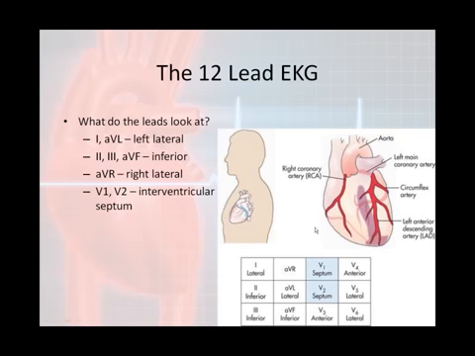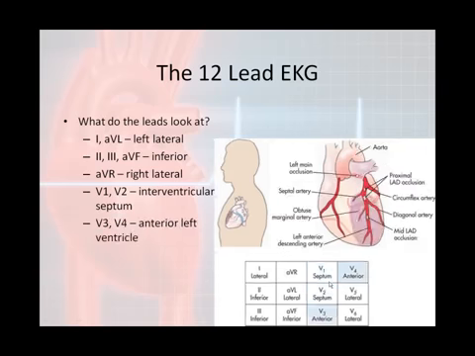To really note the interventricular septum, you want to look at V1 and V2. They're always going to be located right here. The left ventricle, the anterior left ventricle, is always going to be V3 and V4. These are the ones that are really the only ones that are ever split. V5 and V6 are lateral, 1 and AVL are lateral, 2, 3, AVF are inferior, V1, V2 septum. These two split up on the EKG paper, but I guess there's nothing we can do about that.